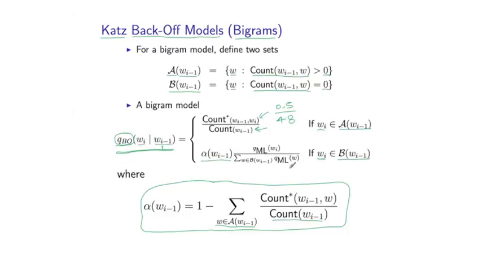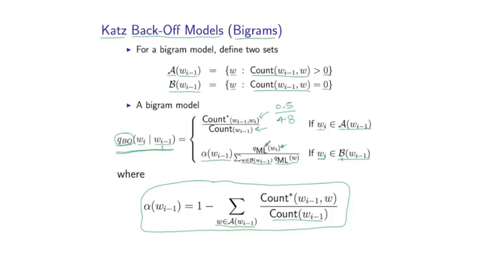I said before we were somehow going to divide this between the different words in this set B. And we divide this in proportion to the maximum likelihood estimate at the unigram level. So q_ML of w_i is the unigram maximum likelihood estimate I showed you earlier. So in the numerator, that's what I have here. In the denominator, I have a sum over all words in B of q_ML of that w. And so this is just a normalization term which ensures that I'm splitting the alphas in proportion to these unigram maximum likelihood estimates.